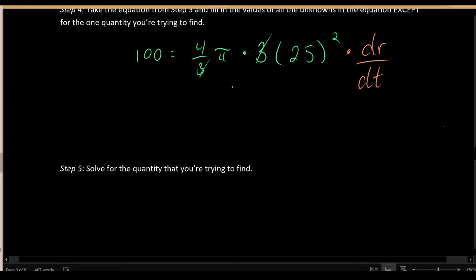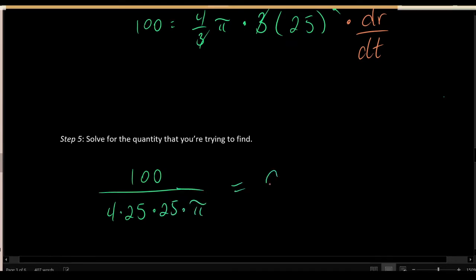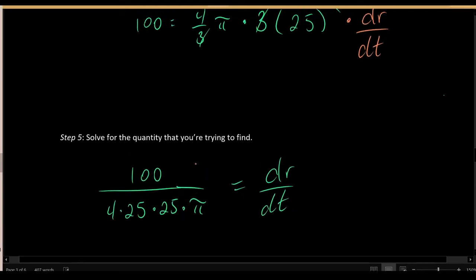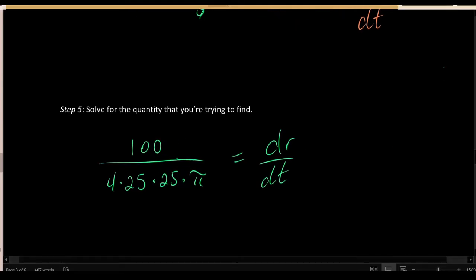So I think if my arithmetic checks out, this is going to be equal to 100 divided by 4 times 25 squared, and pi is equal to dr/dt. And the only reason I've written this in this strange way is because I recognize that 4 times 25 is actually equal to 100. So that simplifies really nicely.